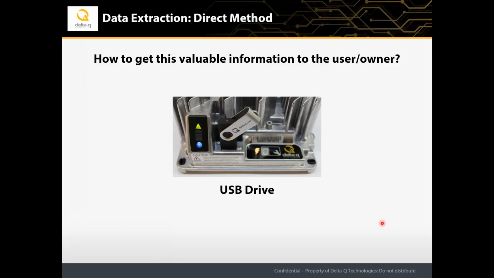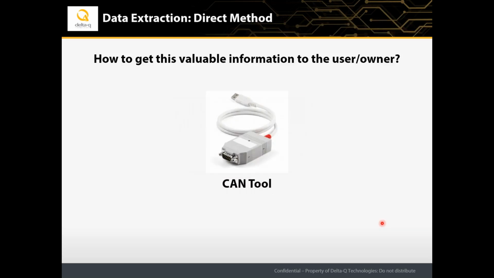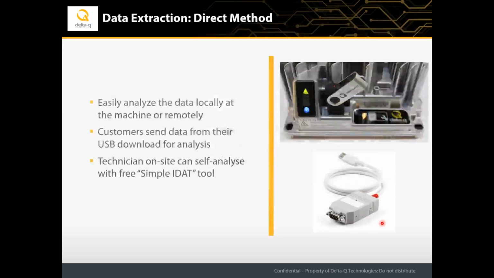So this can be done directly by using a USB drive, as pictured here, to pull the data from the charger and then view it on a computer. Or that same data can be pulled to a computer via a CAN tool, like this one. Both of these methods allow someone to analyze the data locally at their machine, or if the files are emailed or sent to someone, even remotely analyzed. So we often have customers send us data from their USB downloads, or actually sometimes they'll even mail us the entire USB stick. Also, a technician on site can analyze it themselves with the free simple IDAT tool that's available on our website.